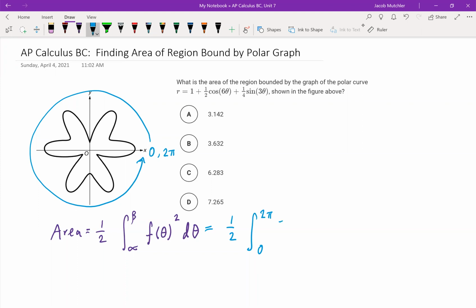Then I want to input the function, so it's going to be 1 plus half cosine of 6 theta plus 1/4 times sine of 3 theta, and that I'm squaring, d theta. So that expression that I have in blue there is what I want to take to the calculator. And again, I know I want a calculator because the answers are given here in decimals, and also it's not shown here, but the actual question itself is intended for evaluation on the calculator. So to do so, I'm just going to go over to the Nspire.